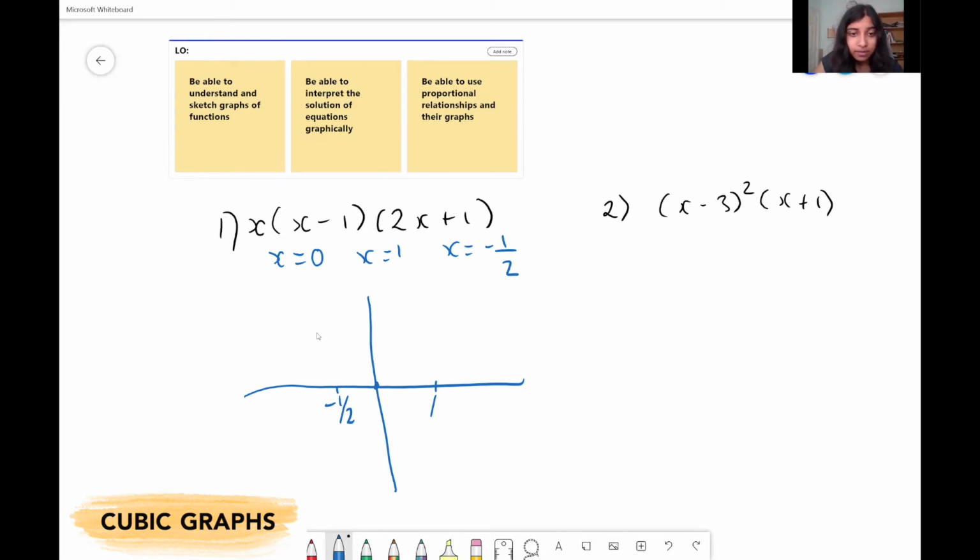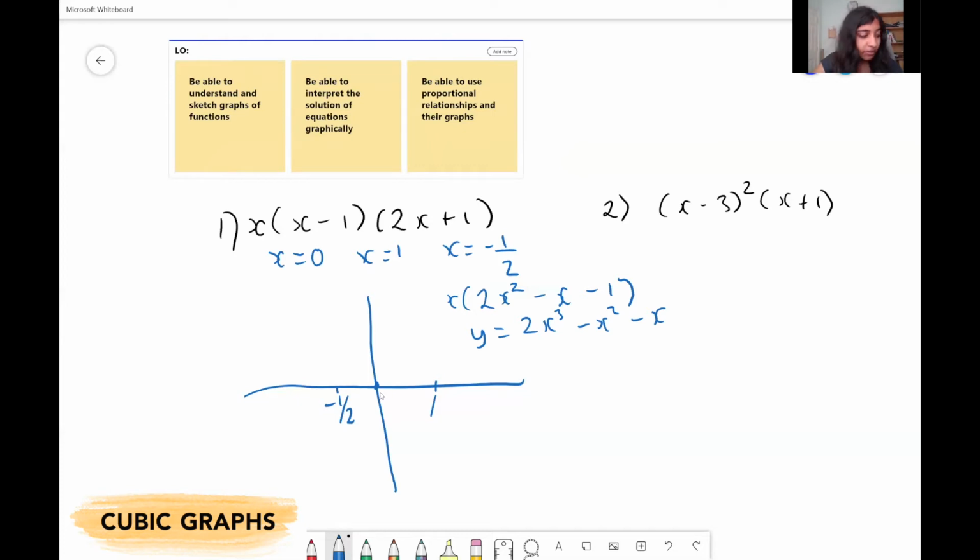So if we were to expand the equation, it would be x, and then if we expand this bit first, you'd have 2x squared plus x minus 2x, that's just minus x minus 1. Then if we expand this further, that's just 2x cubed minus x squared minus x. And if we were to plug in x equals 0 with the equation as y equals something, you would just get y equals 0. So the graph should cross the axis at 0.